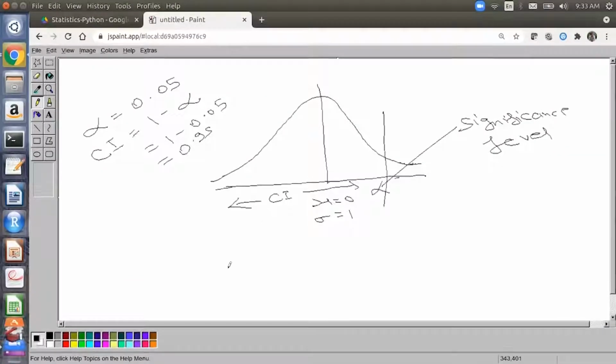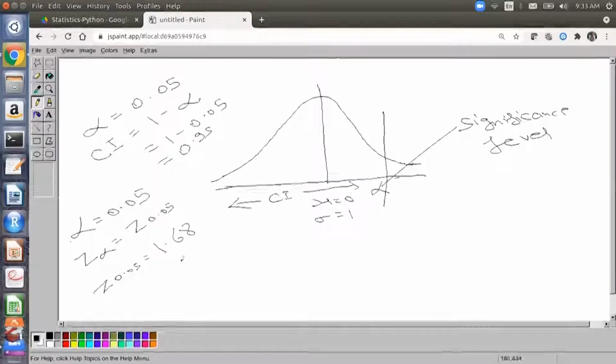So this is a Z distribution, and you have to remember these two values. Alpha is equal to 0.05. Now the Z alpha value, Z 0.05, how much is it? 1.68. Where did I get this value? From the Z table. I will show you how to read this. But alpha equal to 5% is the standard value. You have to memorize this.